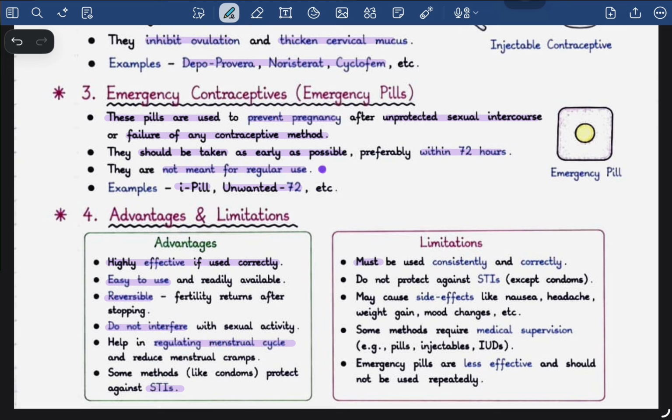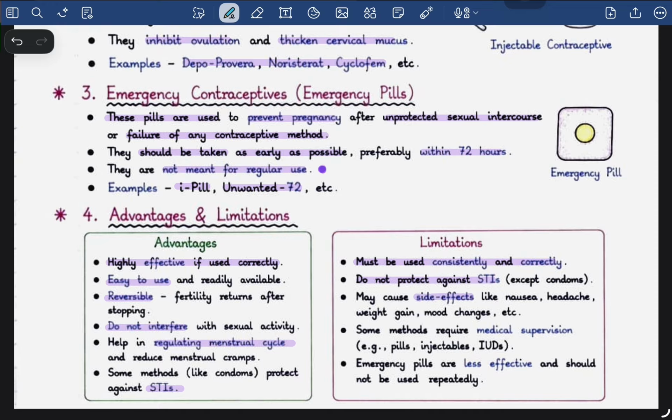Limitations were what? They must be used consistently and correctly. They do not protect against STIs. Okay, they resist STIs up to a certain limit, but sexually transmitted infections are greatly reduced if barrier methods are used. Other than that, no other methods can protect a person from having STIs.